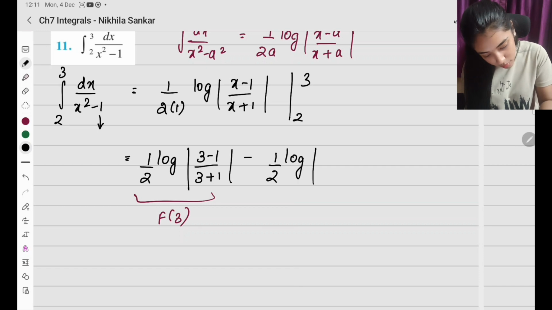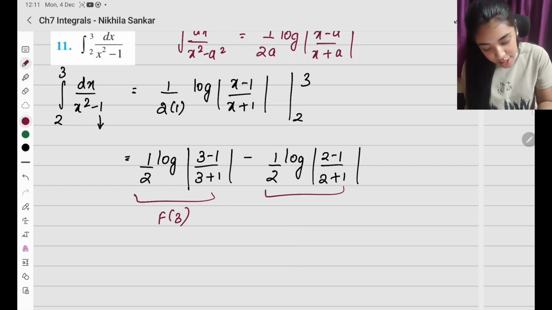So half log mod 2 minus 1 divided by 2 plus 1. Direct substitution, that's all, nothing else. It is only LKG mathematics. You only have to find the integral. So this is going to be f of 2.